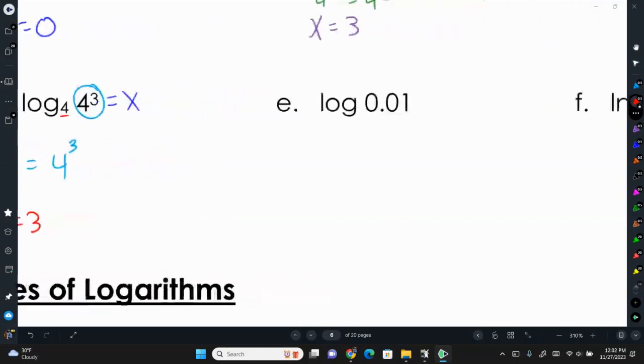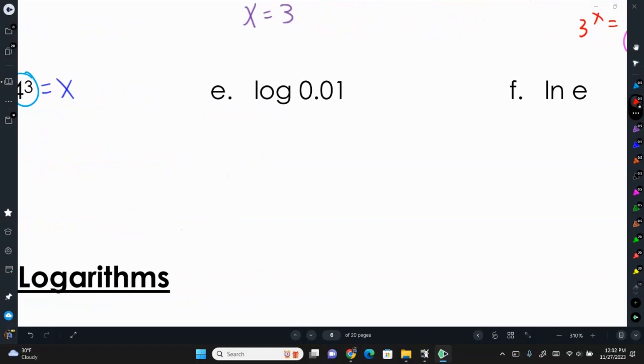Now, I know for letter E, you say, well, it's a common log. Can I type that in the calculator? Yes, you can, but I am expecting you to be able to do these without a calculator. And if you had a different base other than 10, well, how would you do that? So I'm going to do this without a calculator.